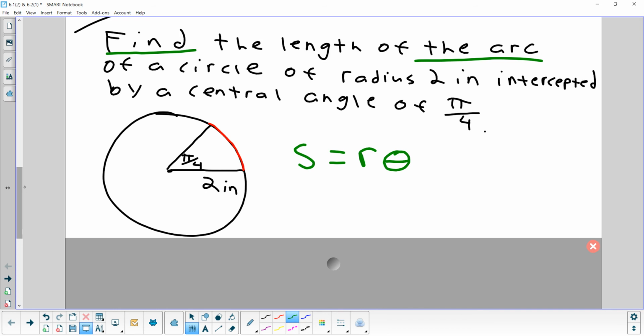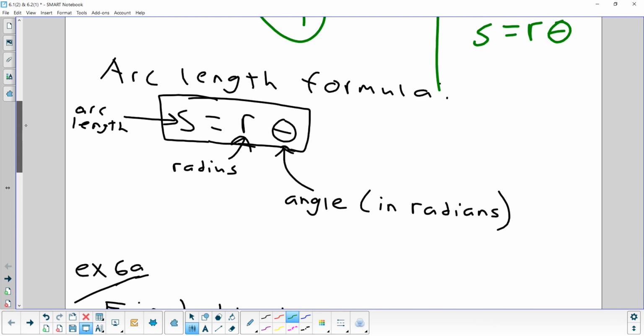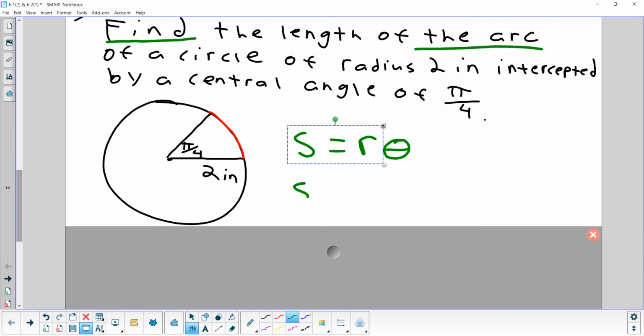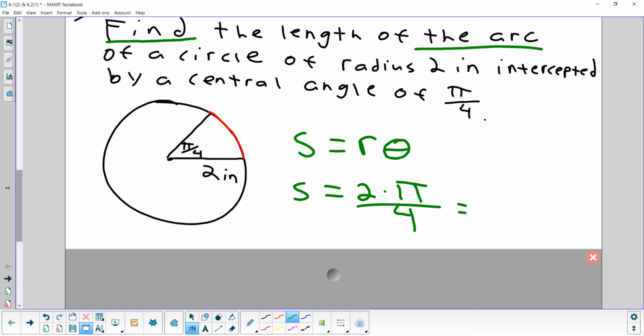Now let's look at what we know. Did they give me S in the problem? No. It says find the length of the arc. S is the arc length, so that's what we don't know. Did they give me the radius? What's the radius? 2. Did they give me the angle? Well, they had to. What's the angle here? Pi over 4. So the only thing we have to do is multiply, reduce first, and then write our answer. So the answer here is pi over 2.